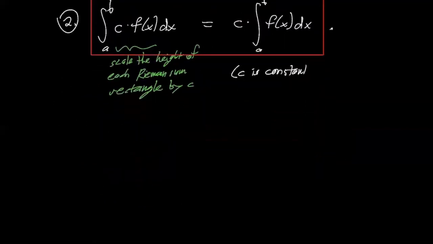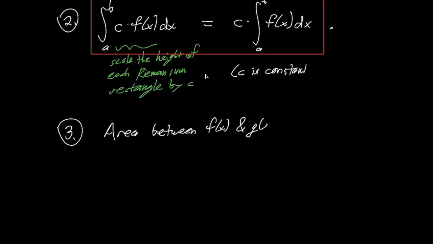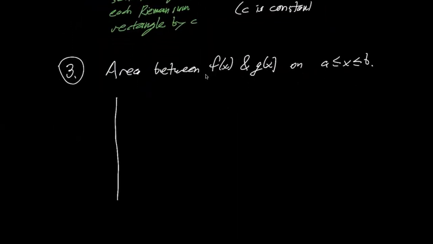Okay, so that's the second property. And then the third property is, well, another question you could ask is, what if I want the area between two curves? So how do I find the area between f of x and g of x on the interval from a to b, for a less than or equal to x less than or equal to b? So now let's draw a picture of this. What's important here is it gets a little tricky if the curves cross. So let's first think about what happens if they don't cross.